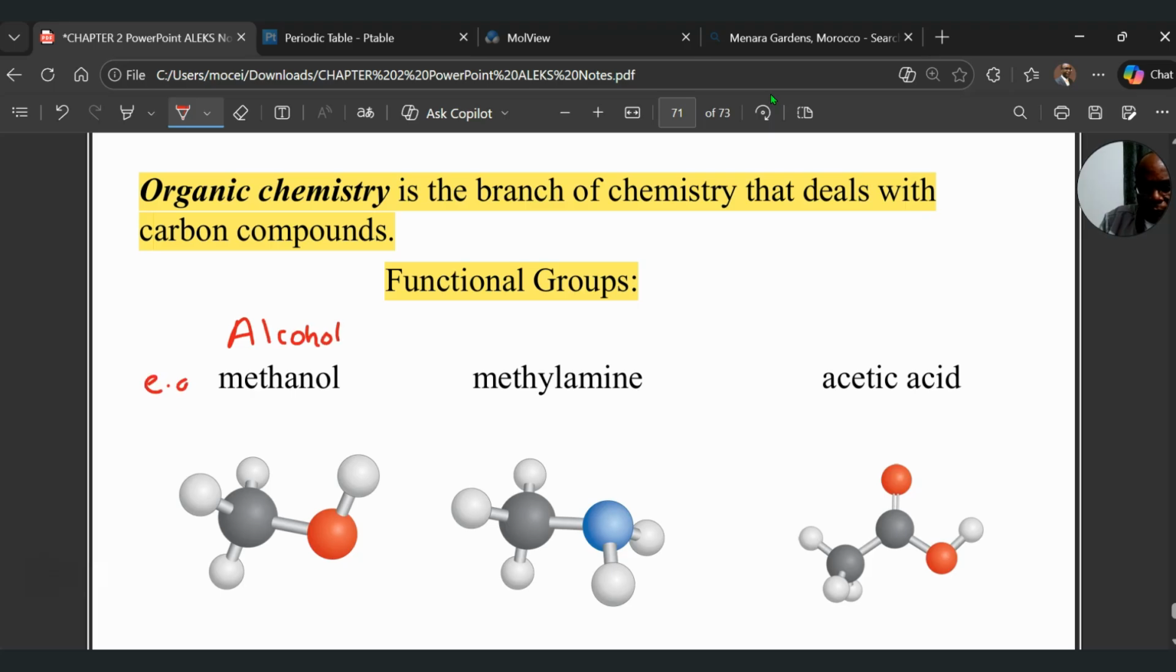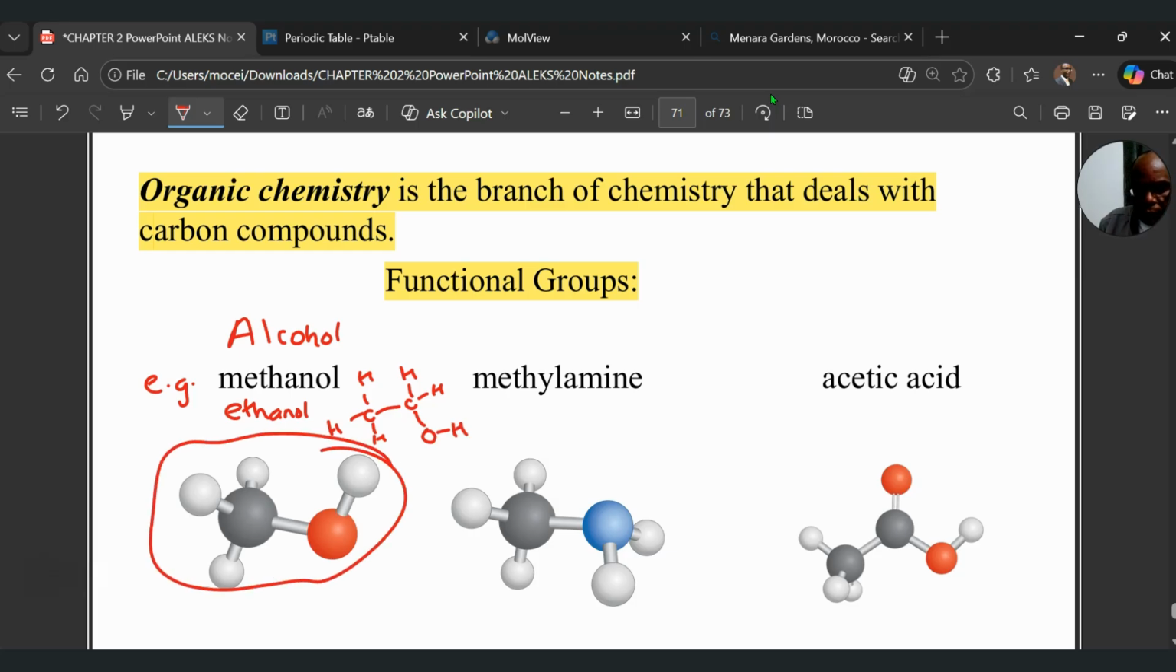An example is methanol or even ethanol. Ethanol will have 2 carbons and 6 hydrogens and 1 oxygen. But here what you're looking at is methanol, which is CH3OH. The OH part is this part. The oxygen is red. There's a hydrogen here. That's a carbon. Hydrogen, hydrogen, hydrogen with the carbon in the middle.